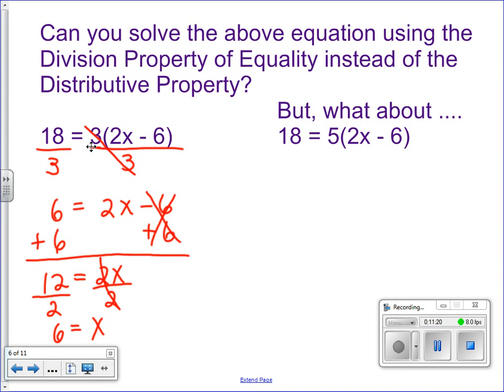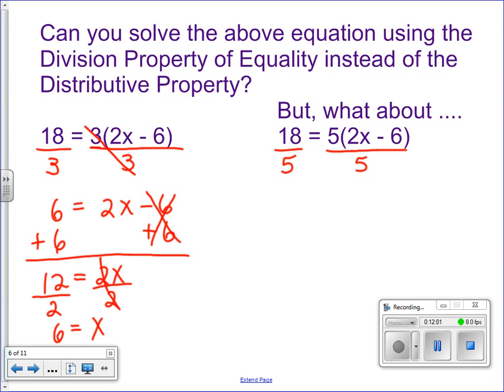But I want to bring to mind, not always is that going to work. If I change that multiplier to a 5, then in this case, if I divide by 5, 18 divided by 5 is going to give me a fraction, or at best a decimal, and I really don't want to deal with decimals until the very end, if at all. So this is a good example. Let's see, 18 divided by 5 would be 3.6.